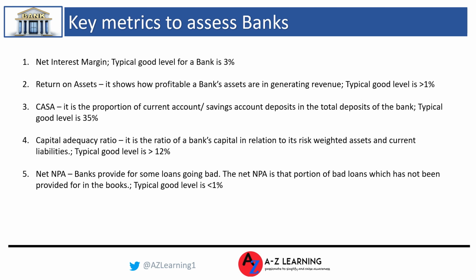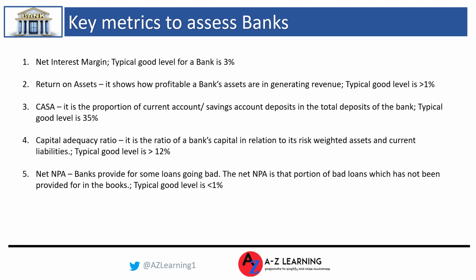The third one is the CASA ratio. CASA stands for current account and savings account ratio. This basically means the proportion of the bank's deposits that come from the current accounts and savings accounts it offers to its customers. The higher the CASA ratio, the better it is, because usually banks pay very nominal interest on current accounts and savings accounts.